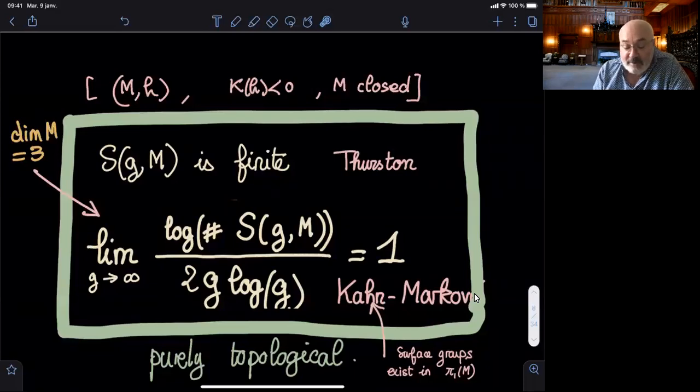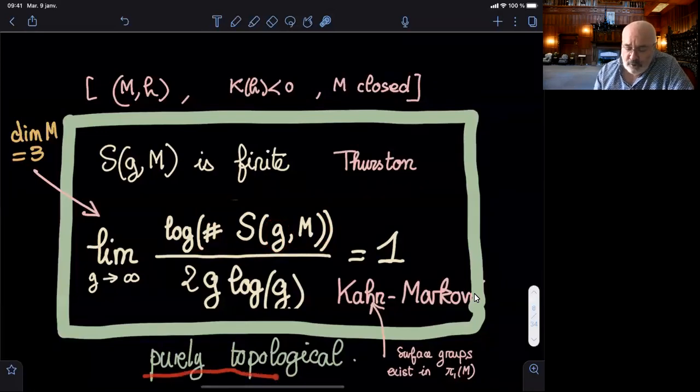Maybe the most striking fact about this result is that this number is actually non-zero. I will come back to that later, to a more precise version of the existence of an incompressible surface. Somehow here we have something that mirrors what we've been doing for geodesics: we have an asymptotic of the number of surfaces under some topological assumption.